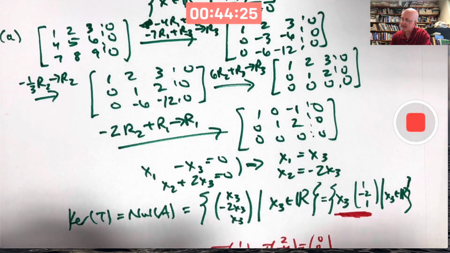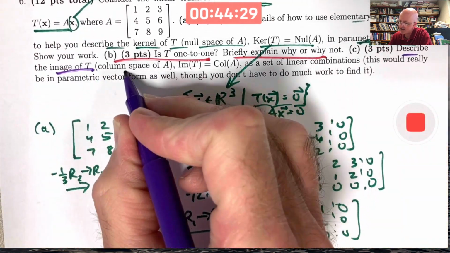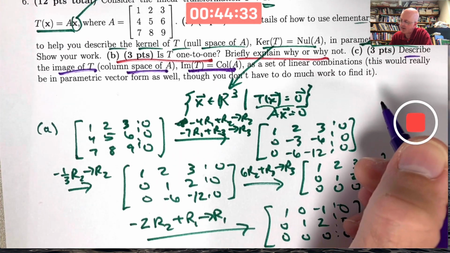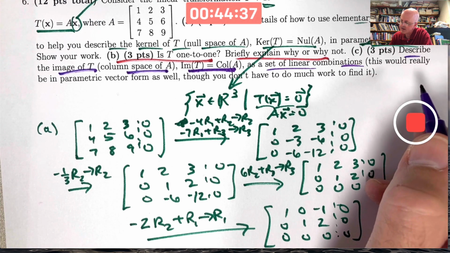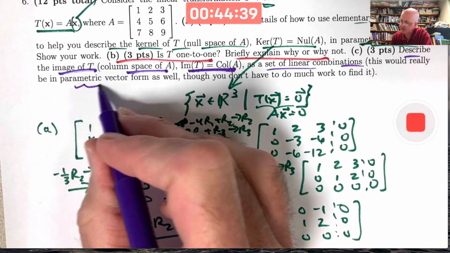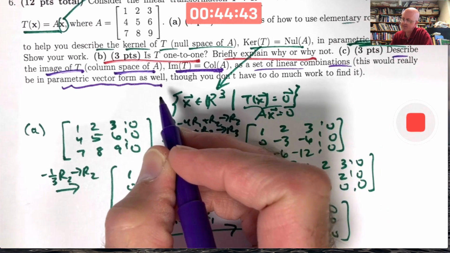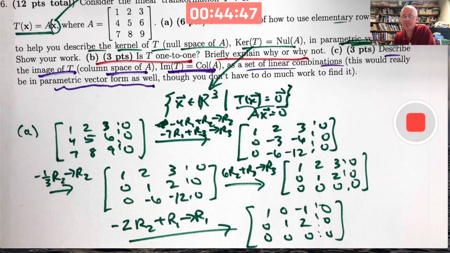Part C, describe the image of T, also called the column space of A, different names for the same thing, as a set of linear combinations. This would really be in parametric vector form as well, though you don't have to do much work to find it. What in the world? This gets back to the definition of matrix multiplication yet again.